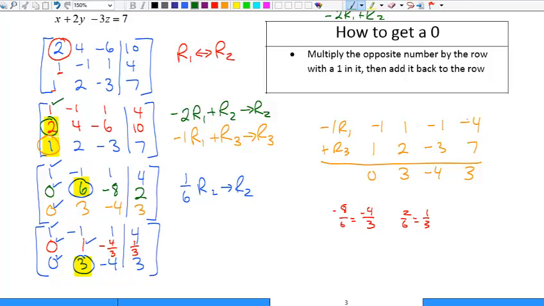So to get a 0 here, I'd have to take the opposite sign of positive 3, which is negative 3, times the row with the 1 in it. Now the row with the 1 in it, I know it looks like both of the elements above the 3 have 1s in it, but we're talking about the ones down the diagonal here. So in this case it has to be row 2. So negative 3 times row 2, which is the row with the 1 in it, add it back to the row.